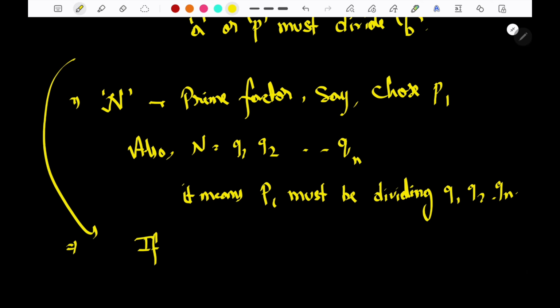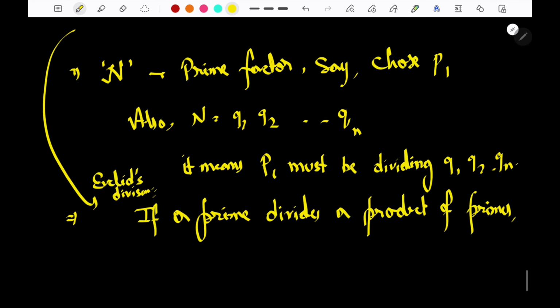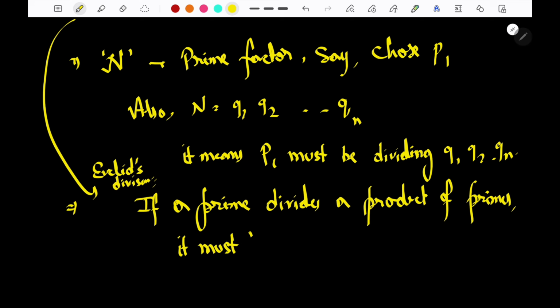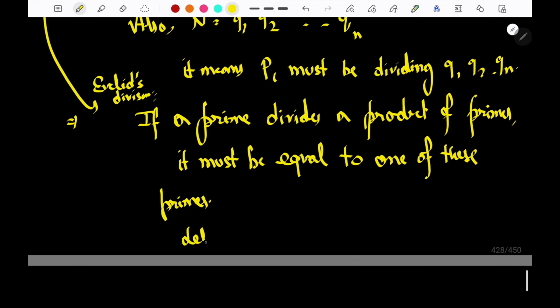But remember one thing: again by Euclid's lemma, there is one conclusion. What does it conclude? That if a prime divides a product of primes, then it must be equal to one of those primes. So if it is equal to one of these primes, we can choose any one of them. Say p1 is equal to q1.